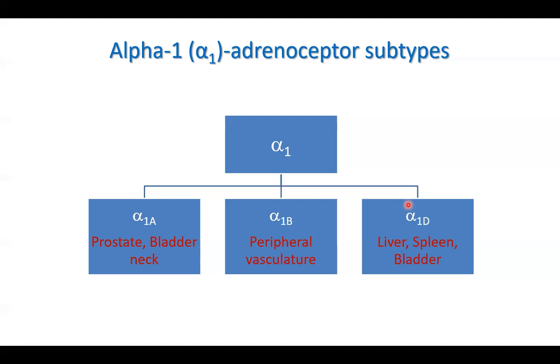So the alpha-1 receptors present on vasculature will cause vasoconstriction. Their stimulation will lead to an increase in blood pressure. And if they are stimulated on the bladder neck, they will cause contraction, so it will cause urinary retention. That's what happens with the adrenergic stimulation.